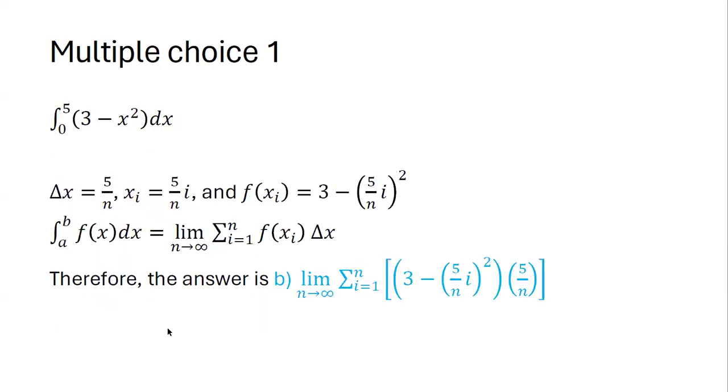Okay, so we need a delta x, which is b minus a over n, so that's 5 over n. x sub i is a plus delta x times i. A is 0 plus delta x, which is 5 over n times i. So f of x sub i, our f of x is right here, is 3 minus 5 over n times i quantity squared. So this is our limit definition. We plug in the pieces. That's answer B, choice B.